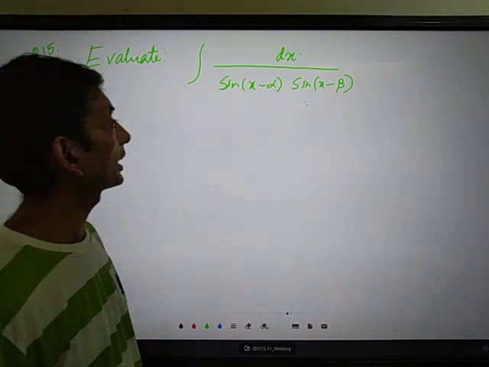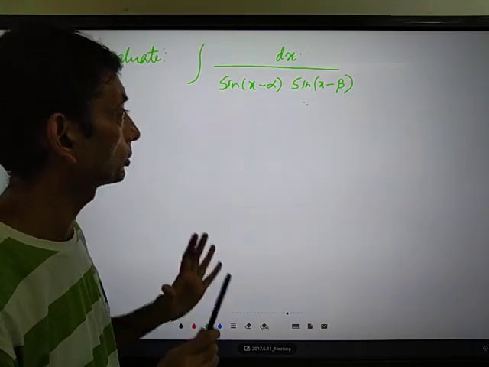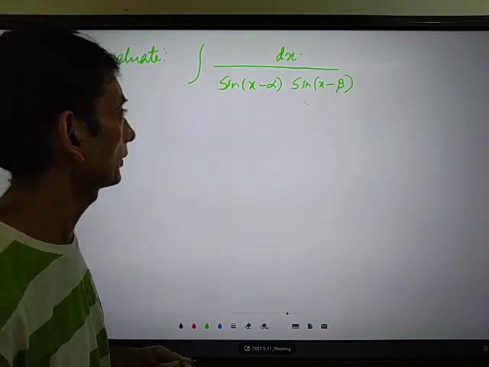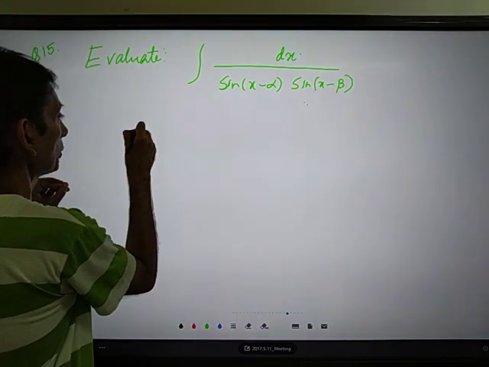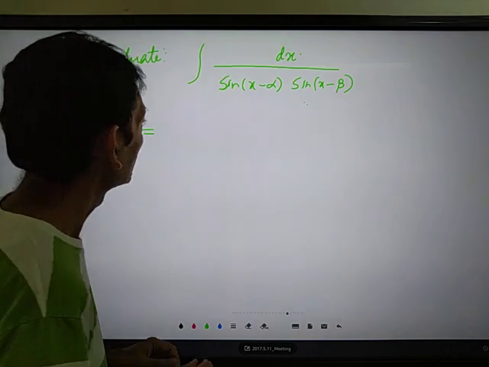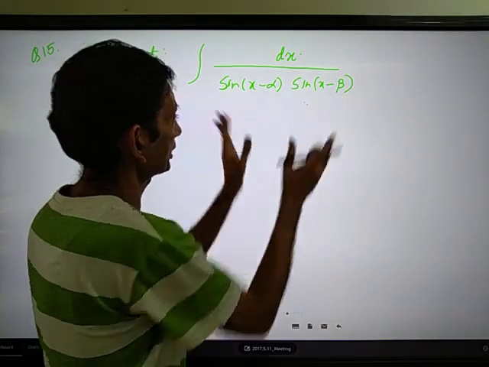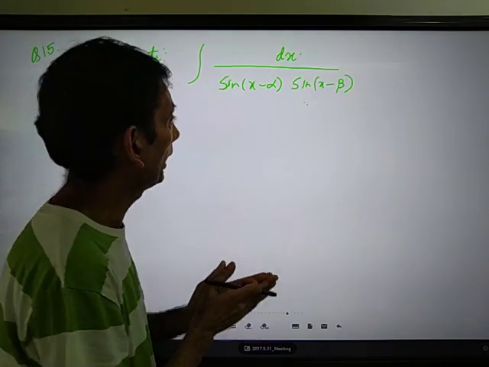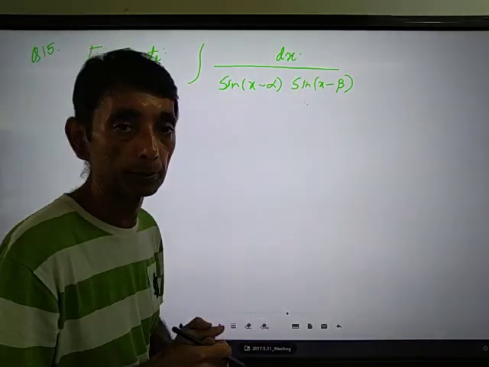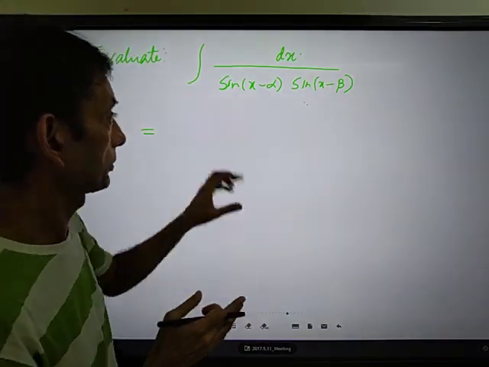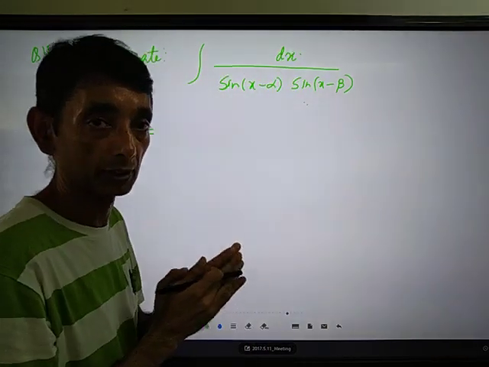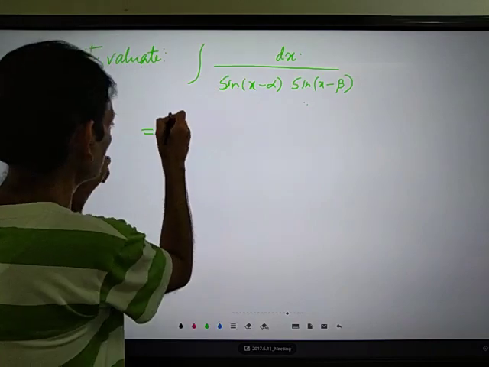Integral of dx by sin x minus alpha into sin x minus beta. How to solve this? Just follow a simple trick. We know there is no direct formula, and in fact we cannot solve this with the help of substitution right this moment. So we're just going to manipulate this whole expression.